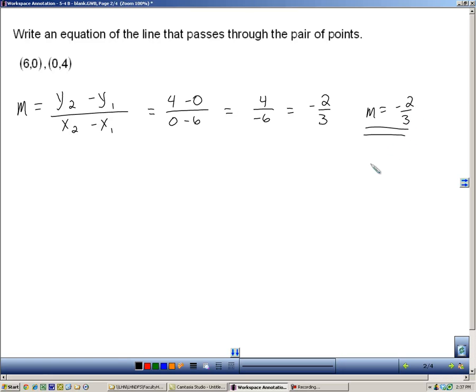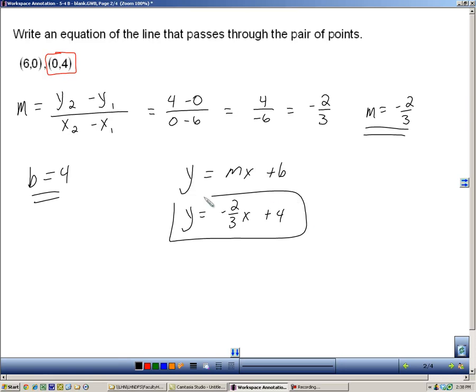Now the next thing to do is to find the b. I could go through all the steps that I've been going and show you how to do that again. But if you recognize that this ordered pair right here has a 0 in front of it, then you know that the number in the back, that's your b. So it turns out that my b here in this case is 4. So I can go right to my answer. Y equals negative 2/3 x plus 4. If I didn't have this special point with a 0 something, then I would have had to plug one of those points in with the m and find the b.